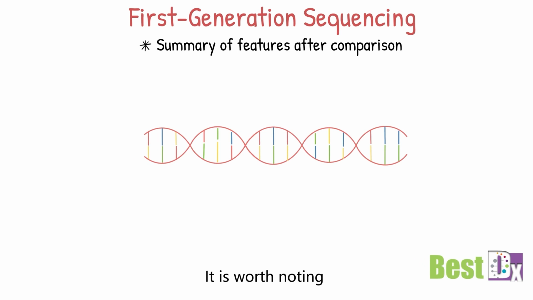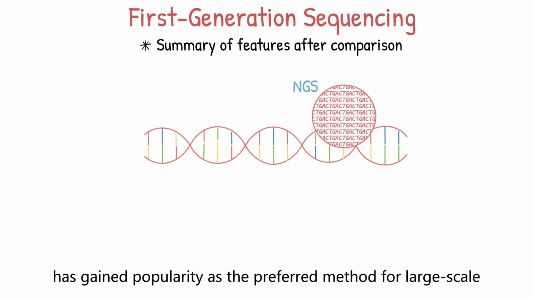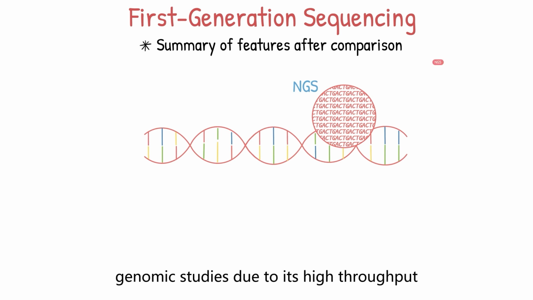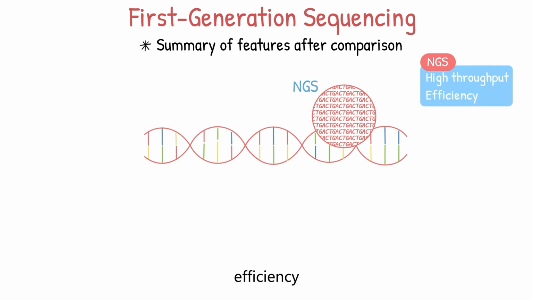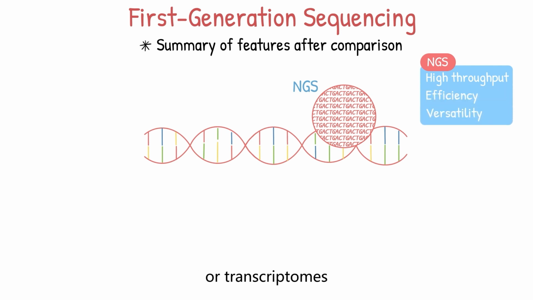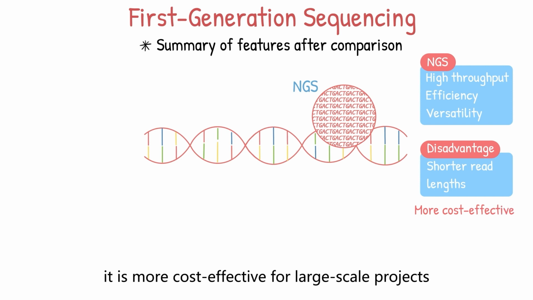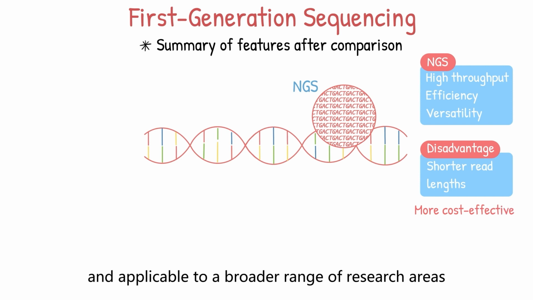It is worth noting that next-generation sequencing, or NGS, has gained popularity as the preferred method for large-scale genomic studies due to its high throughput, efficiency, and versatility in sequencing entire genomes or transcriptomes. Since NGS typically produces shorter read lengths, it is more cost effective for large scale projects and applicable to a broader range of research areas.